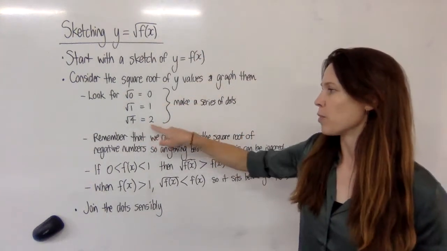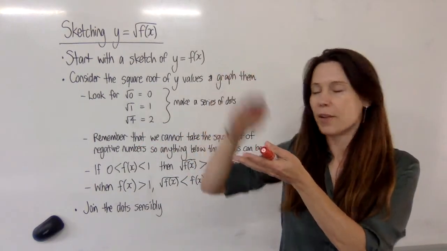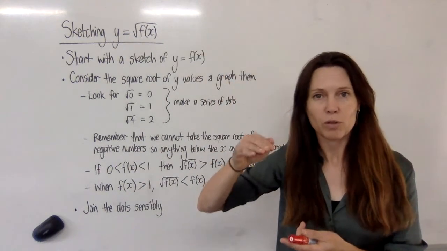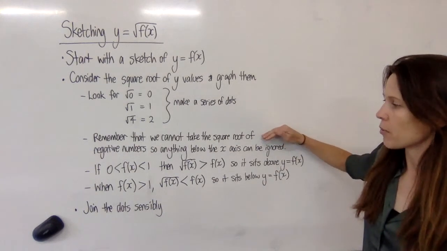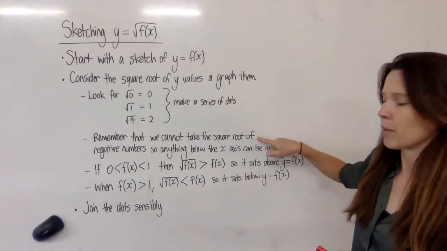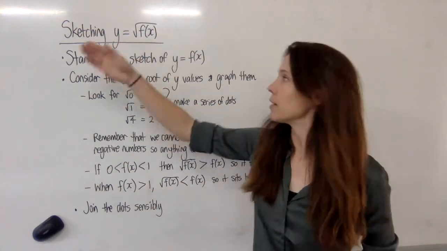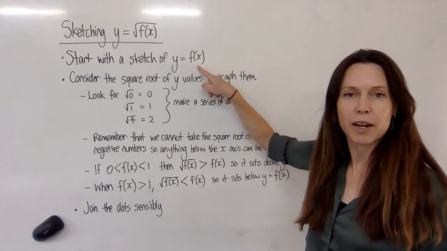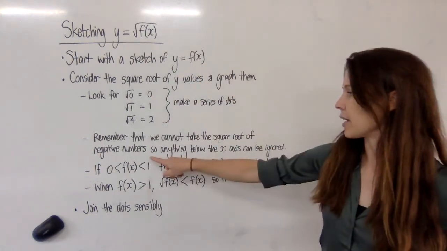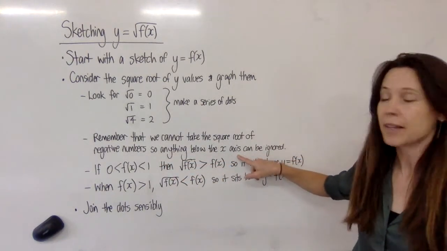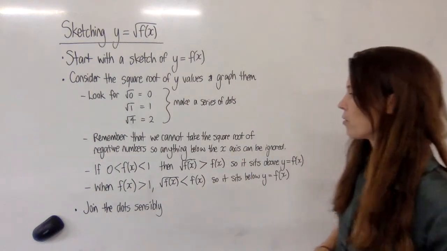But then also remember your perfect square numbers. If you know that the square root of 4 is 2, then look out for a y value of 4 and know that your new curve will have a y value of 2 for that x value. Those sort of round numbers will really help. Remember also that we can't take the square root of a negative number at all. So if y is negative, then f of x would be negative on your original graph, right? And so we can't take the square root of that at all. So that means that we can basically ignore anything that's below the x-axis on our original graph because those y values are negative and we can't take the square root of them.